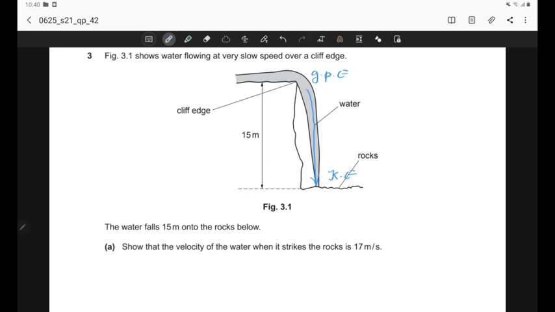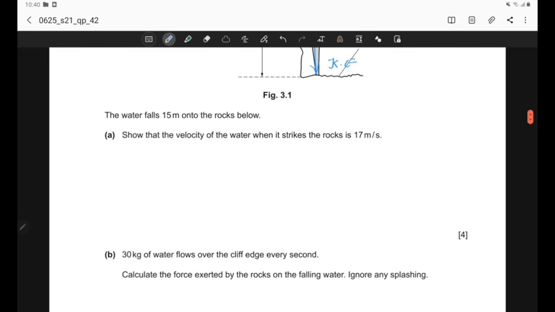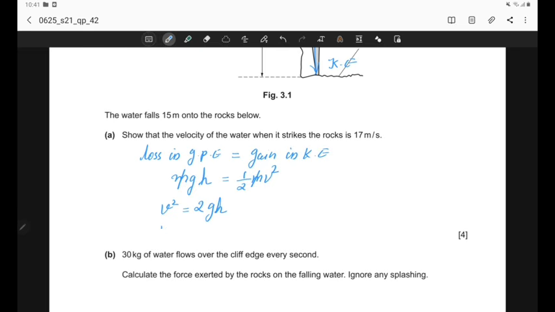So, we can write loss in gravitational potential energy must be equal to gain in kinetic energy, where the equation of gravitational potential energy, mgh, must be equal to half mv squared. So mass is common here, so we can cancel it down. And in order to calculate v, we can make v squared the subject. So we will get v squared is equal to 2 times gh. Now v is equal to the square root of 2 times gh.